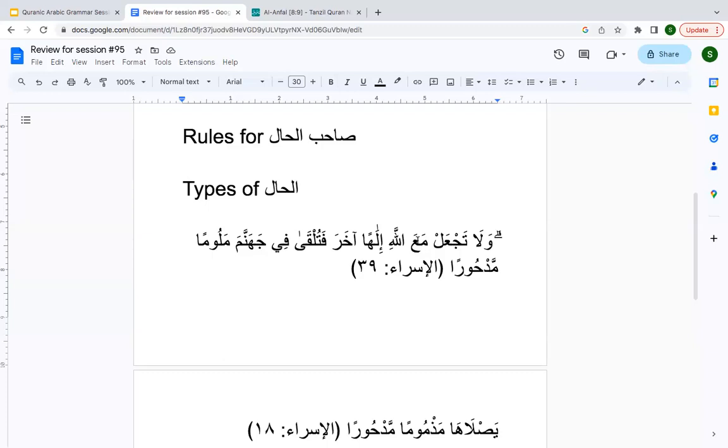It is maf'ul bihi. What should you not make with Allah, right? So it is going to be maf'ul bihi. You're on the right track. You understood that you're going to call it maf'ul bihi. Ilahan akhar. How are you going to connect these two together?